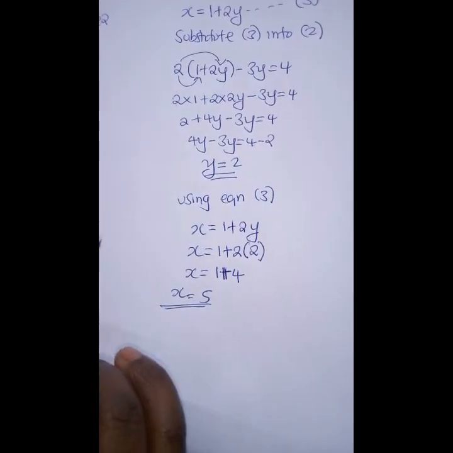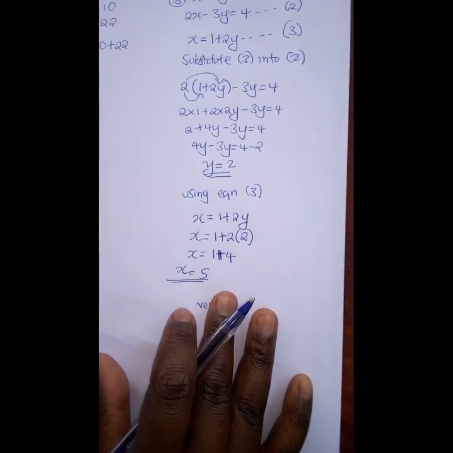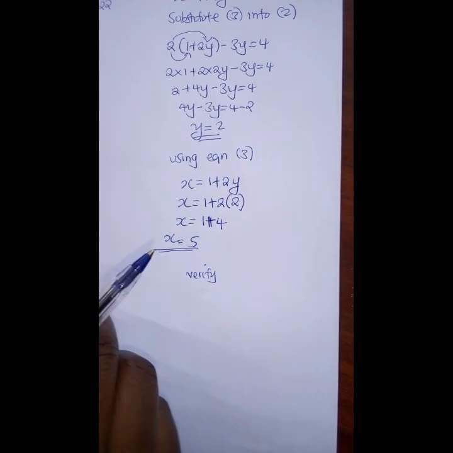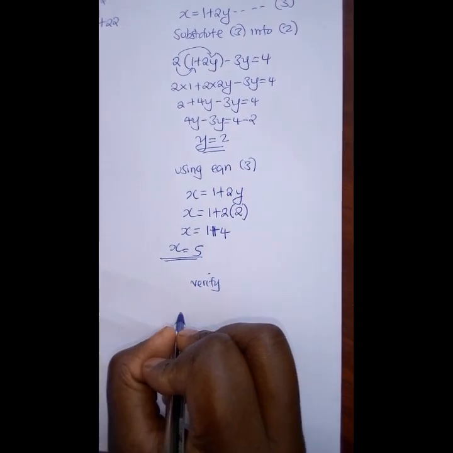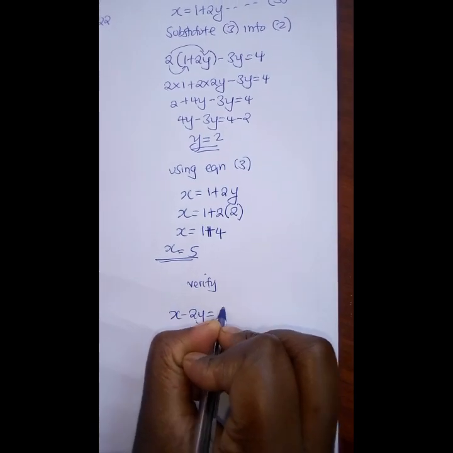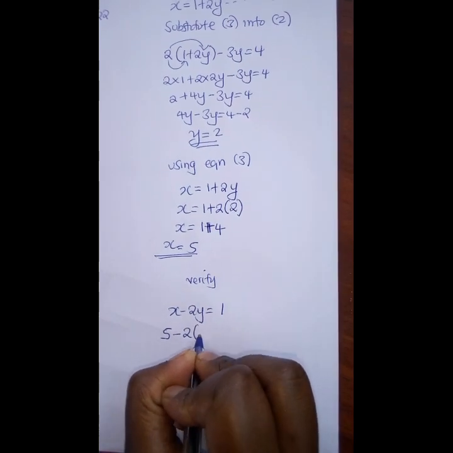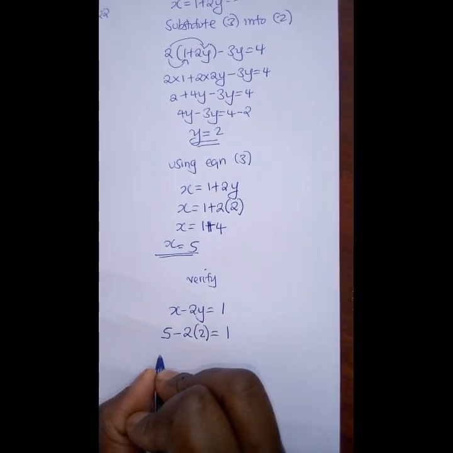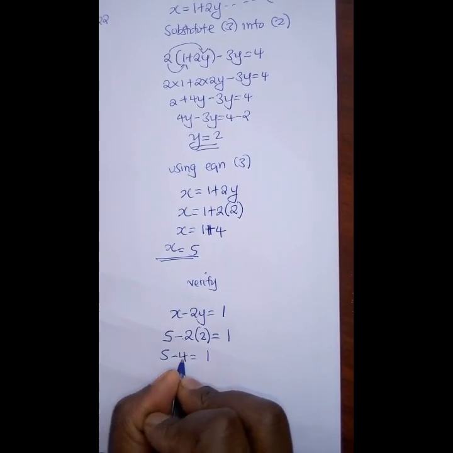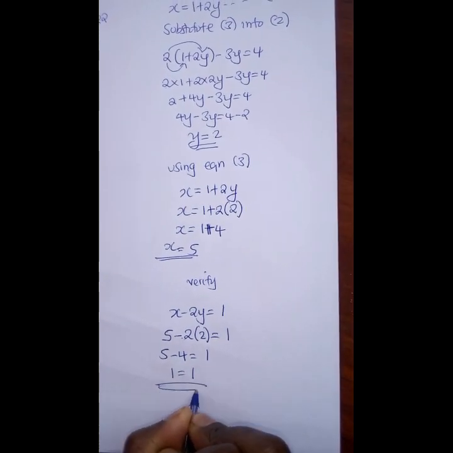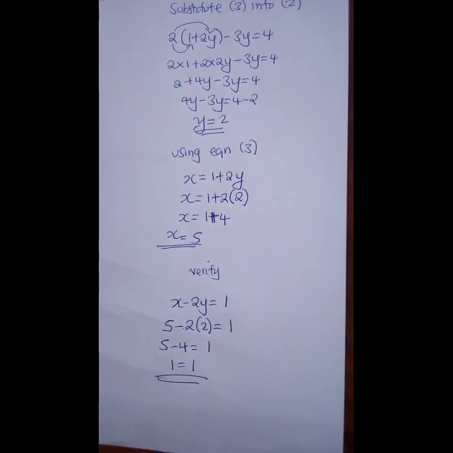We now have the values of x and y. So what do you do? You verify somewhere else. This is not required in the exam, but it is required of you to do this so that you ensure that your answers are correct. You can use any equation. I'll use equation 1: x minus 2y is equal to 1. Where there is x, I'll put 5 minus 2, where there is y, I put 2. Because 1 times 5 is 5, negative 2 by 2, that's minus 4, is equal to 1. So 5 minus 4 is 1, equals 1. Since my values on the left and right are matching, it means my answers are correct.